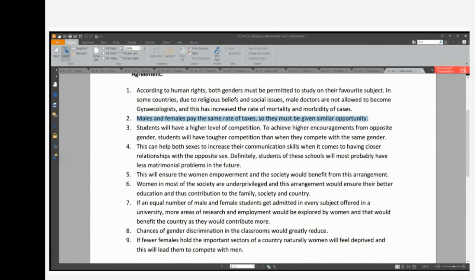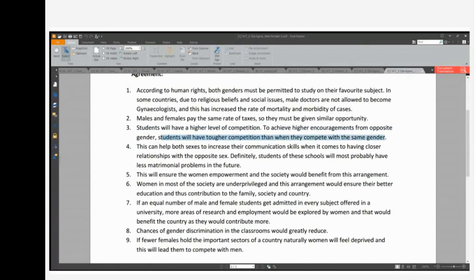We can also say that students will have a higher level of competition. So if there is a mix of male and female students, and there are more students in the institution, then the level of competition will also be higher. To achieve higher encouragement from the opposite gender, students will have tougher competition, and then they compete with the same gender. So this is actually describing the thing.